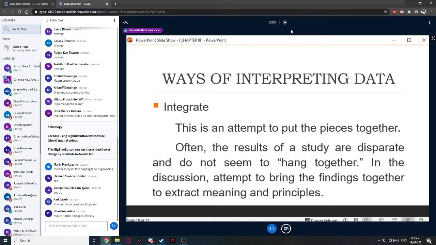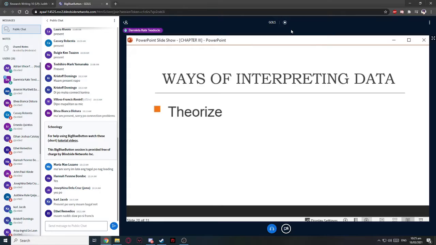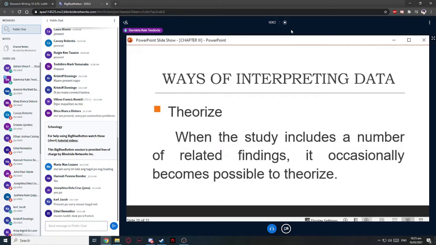Now we have different ways to integrate. Now the fourth one is what we call theorize. So this is when the study includes a number of related findings where it occasionally becomes possible to theorize.